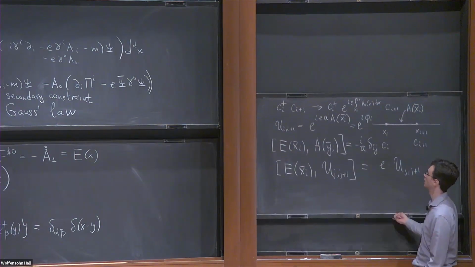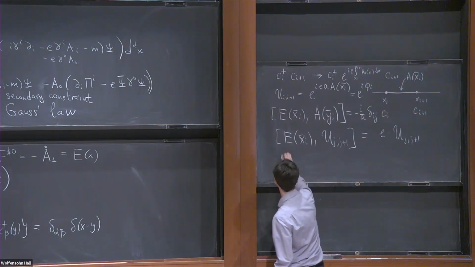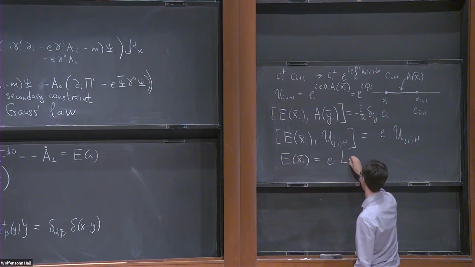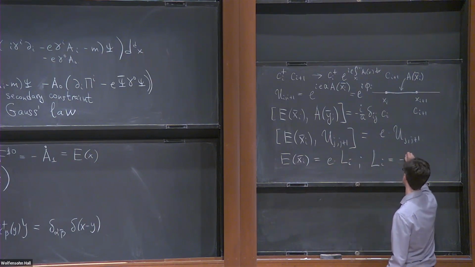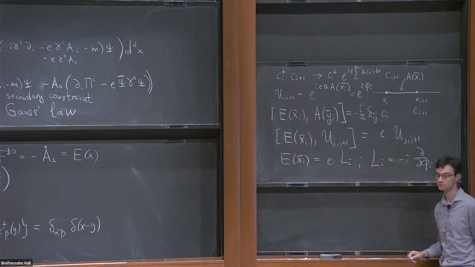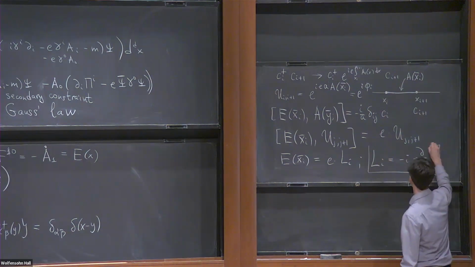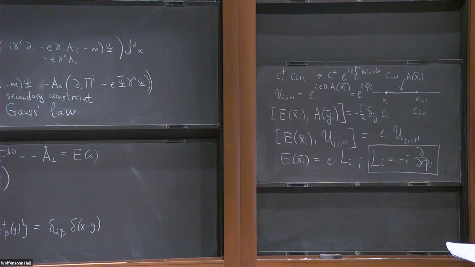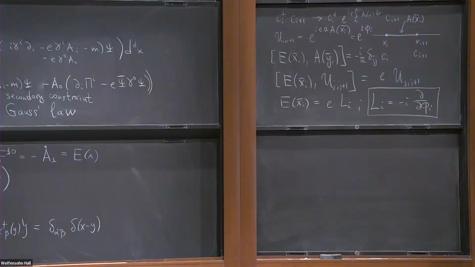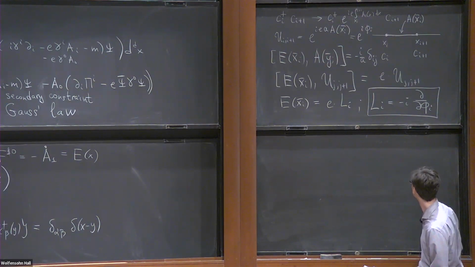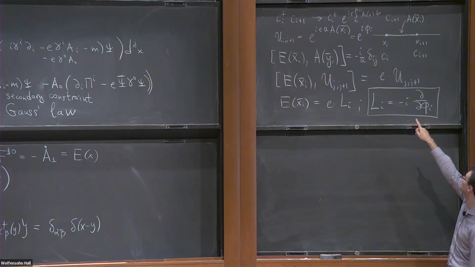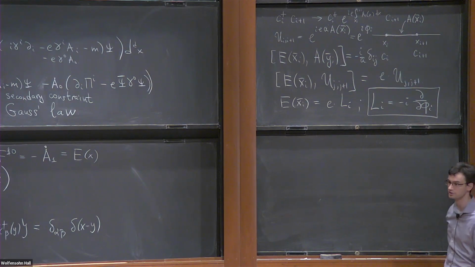Which means that for my electric field, I can take the representation E of xi is e charge times operator Li, where Li is just minus d over d phi i. So it's my gauge field variables. Phi is basically e times a times capital A of xi. It's just a definition of the gauge field. Yes.